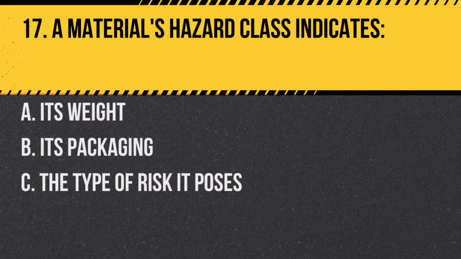Question 17. A material's hazard class indicates A. Its weight. B. Its packaging. C. The type of risk it poses. Answer: C. The type of risk it poses. Hazard classes categorize materials based on their primary risk.